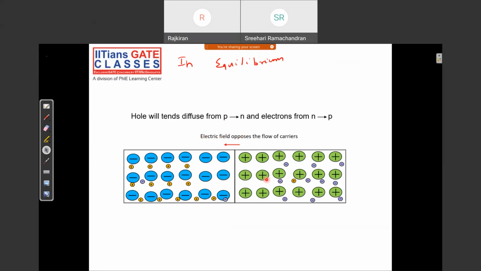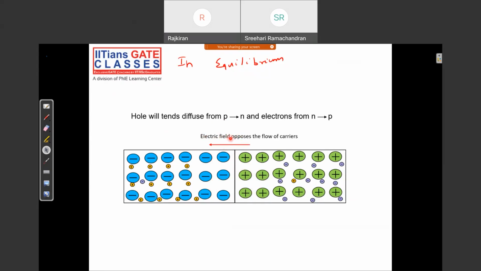Because the electric field is weak now. Again, what will happen? When further flow occurs, the amount of charges on the p side and n side increases. So what will happen? The electric field will increase. And the electric field will go on increasing.